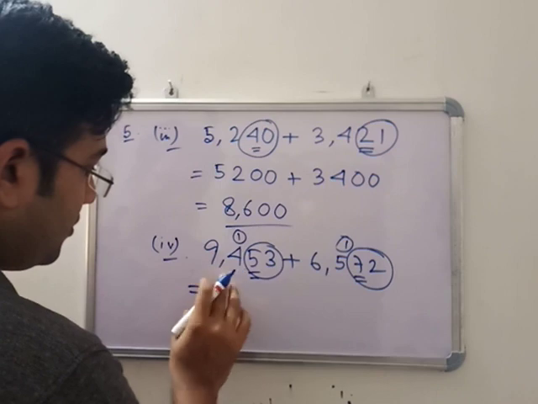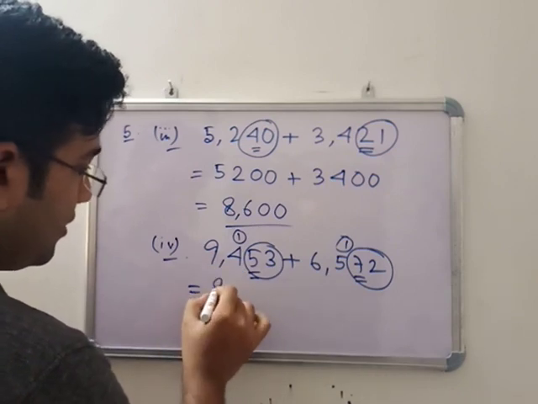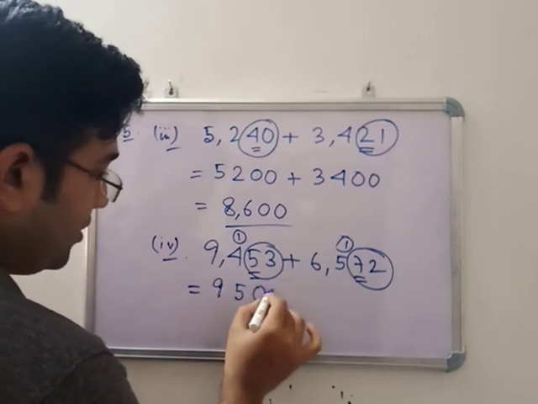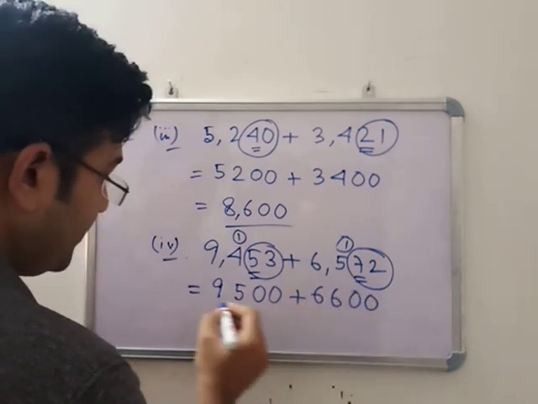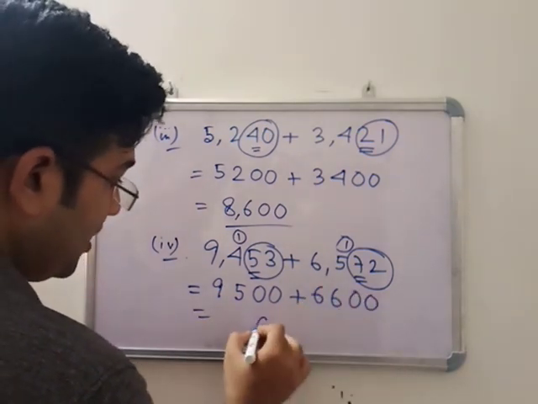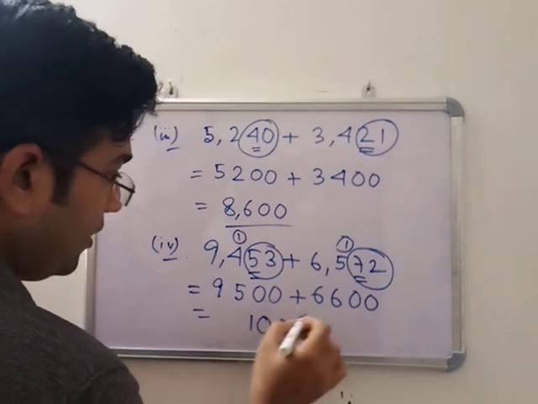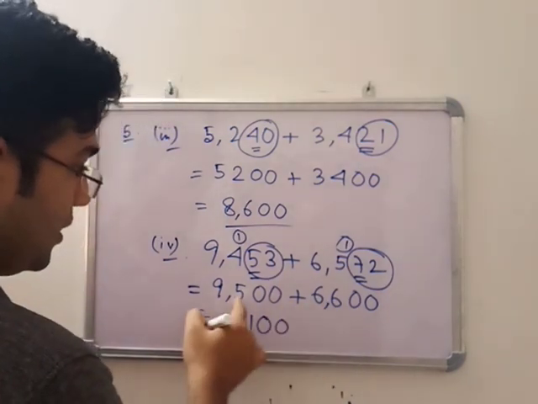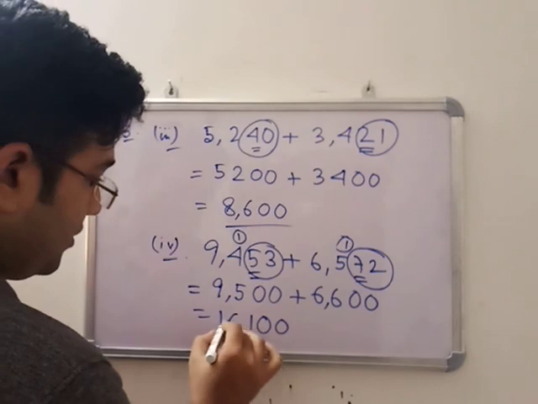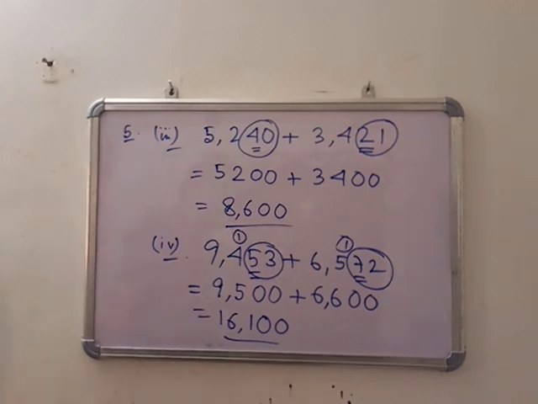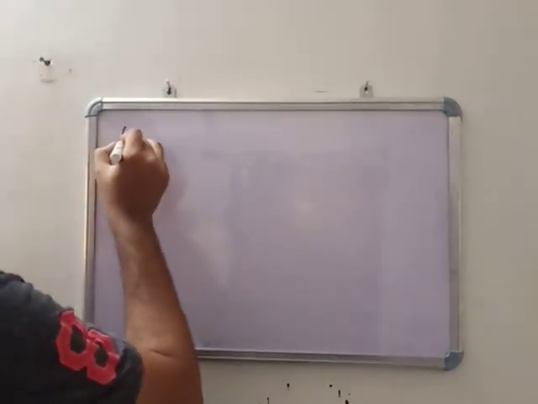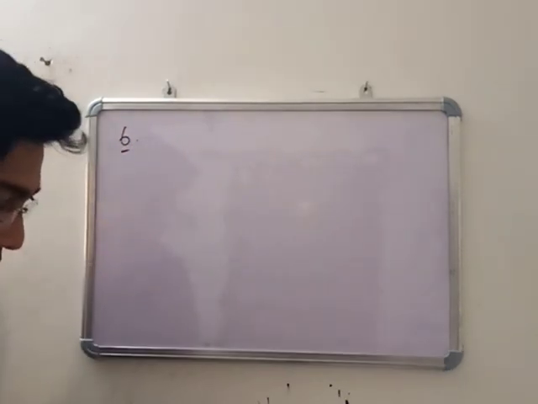That is 9500 plus 6600. So that means 16100. Okay, this is the answer. Note it down, all of you. Now in number 6, see that approximate addition up to 1000.